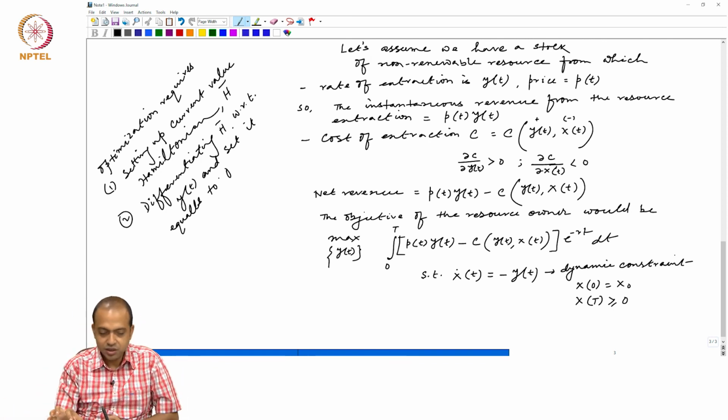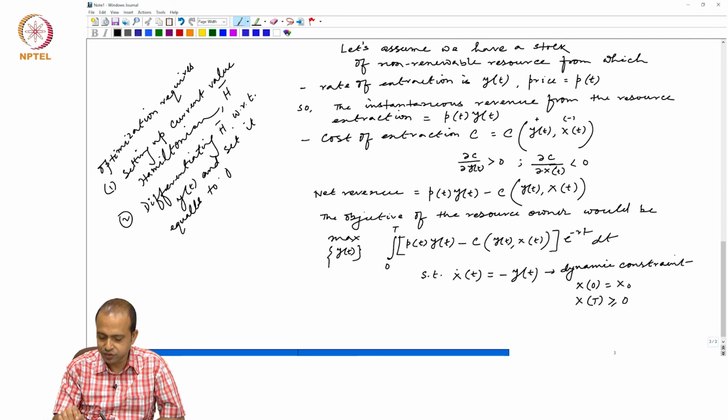So, from this, the current value Hamiltonian would be simply the revenue minus the opportunity cost of extracting the resource today.